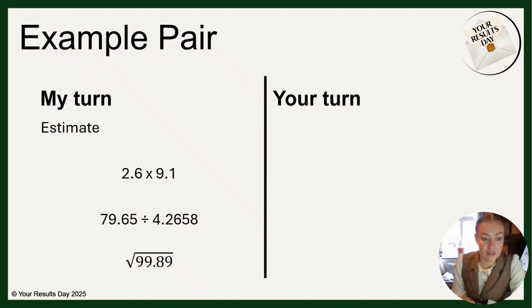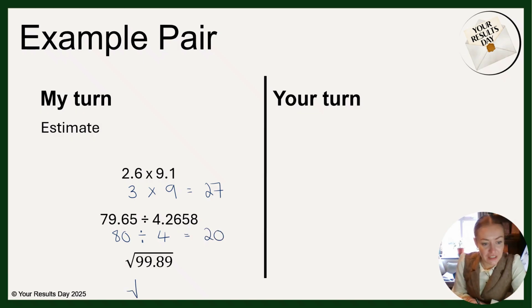A few more questions now, practicing a few more skills. 2.6 rounded to one significant figure would round to 3, and 9.1 would round to 9. And now we've just got a question that's basically knowing our times tables. 3 times 9 is 27. 79.65 would round to 80 to one significant figure, and 4.2658 would just round to 4 to one significant figure, and 80 divided by 4 is 20.